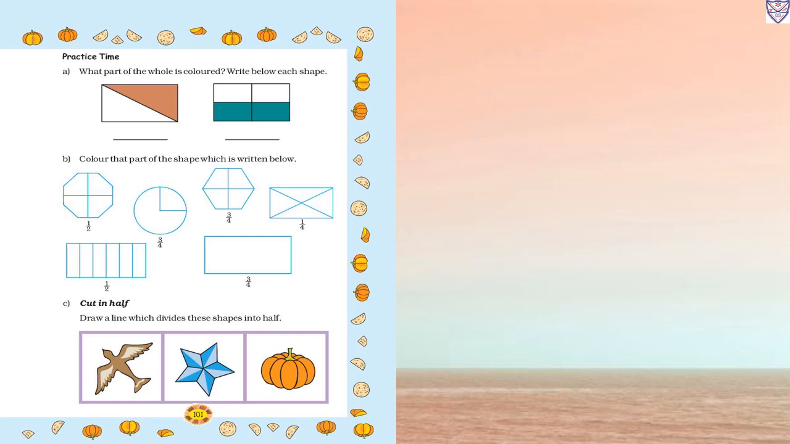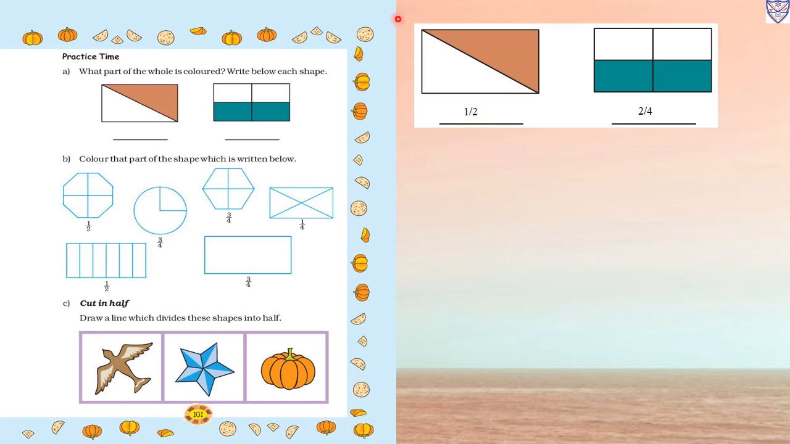Page number 101. Practice time. A. What part of the whole is colored, written right below each shape? Now we have to write the part. How much part is shaded? Total how many parts are there? 2. And how many parts are shaded? 1. So the total parts we write in the denominator and the shaded parts we write in the numerator. So that is 1 upon 2.